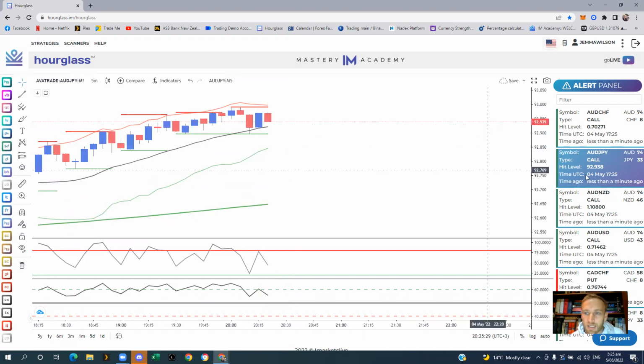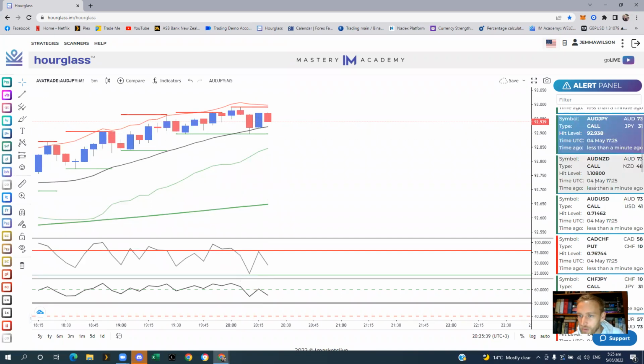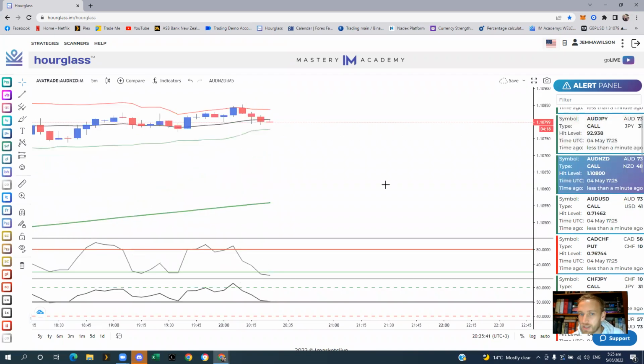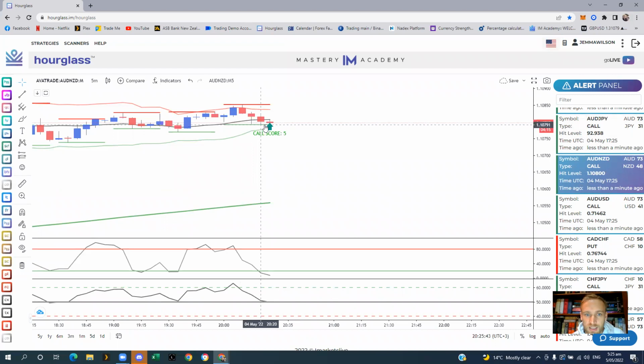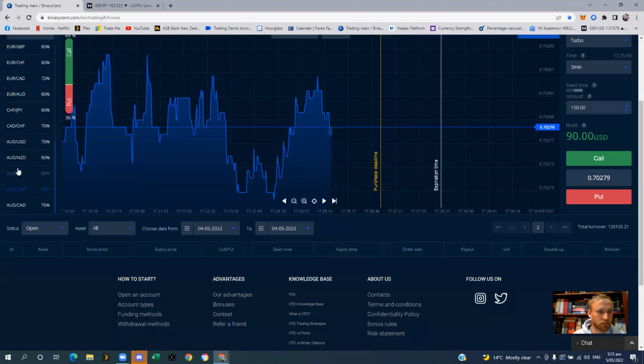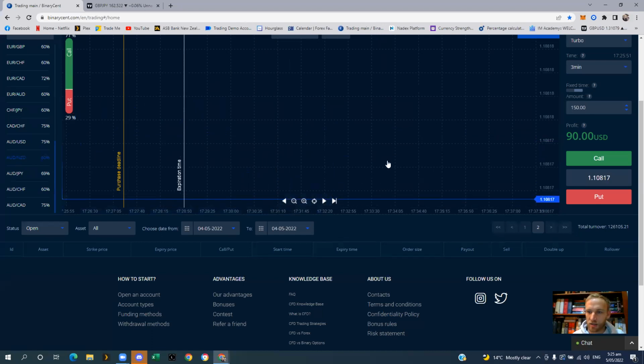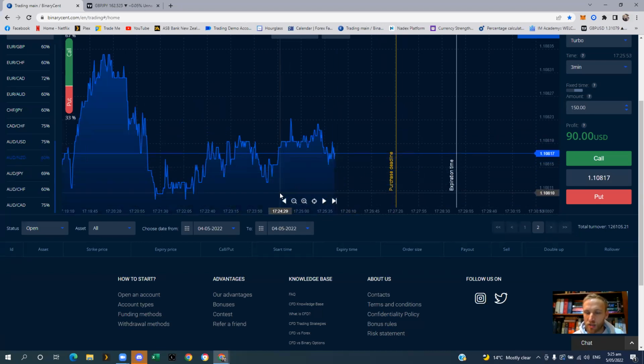AUD JPY. Now, with this strategy, if you find that current price is really far away from that next resistance line, then move on to the next one. Find another one. AUD NZD. Here we go. AUD NZD 791. All right, we're going to be patient.